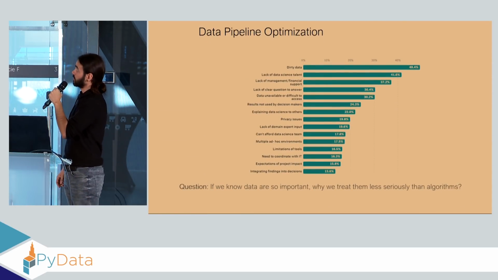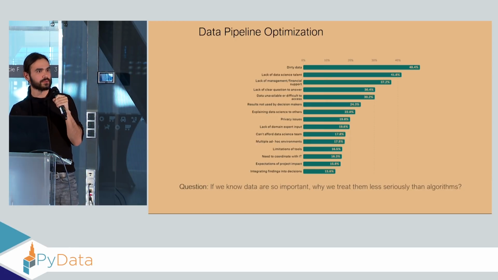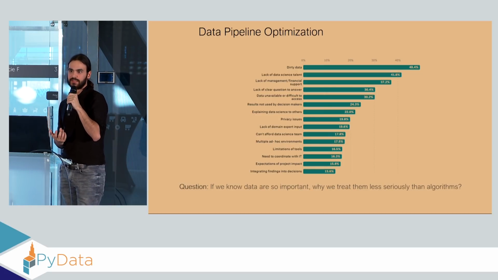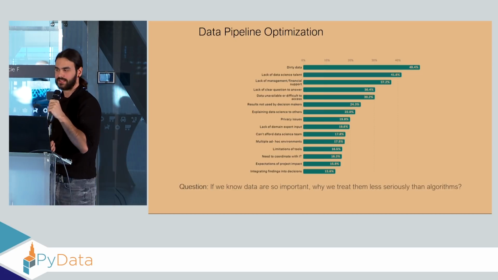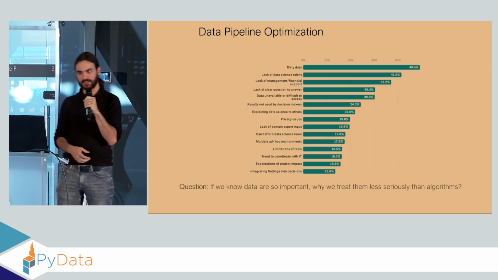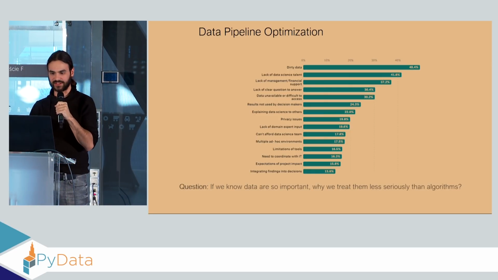I found a small survey on the internet. It was on Kaggle this year, and the question was, what is the most annoying and the most difficult thing that you face at your daily job as a data scientist? And the first answer is dirty data. And I was kind of surprised, but not surprised at the same time. Maybe you would say exactly the same here if you're working as data scientists.